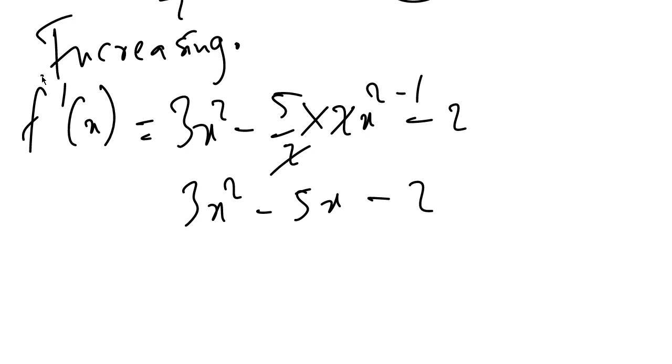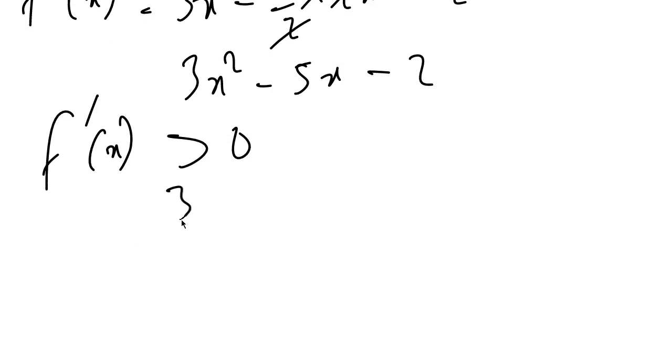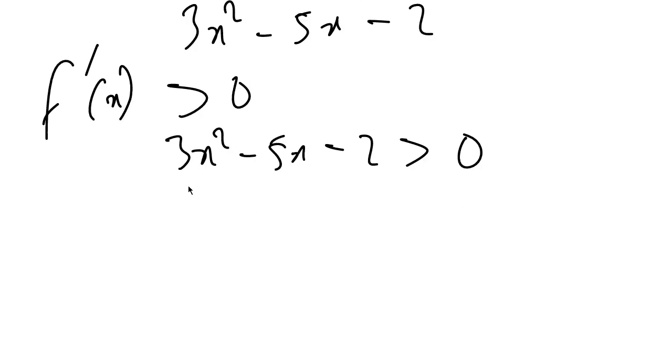And what's the condition for a function to increase? The first derivative should be greater than 0. So all we simply need to do is to solve the inequality 3x squared minus 5x minus 2 greater than 0. So what do you simply do? These are the two end values, 3 and negative 2. Look for two numbers that multiply to give negative 6, because 3 times negative 2 is negative 6, and add to give negative 5.